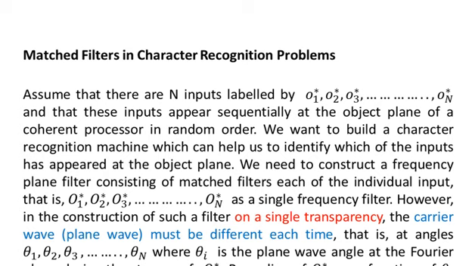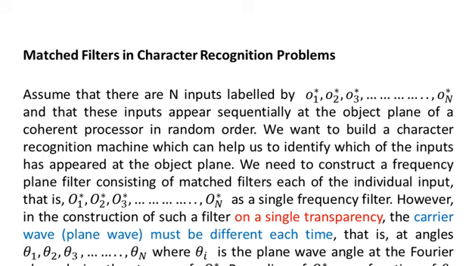We want to build a character recognition machine which can help us to identify which of the inputs has appeared at the object plane. So it means that if you place any input object on that machine, we should be able to recognize which input has been placed in the machine. We need to construct a frequency plane filter consisting of matched filters. We need to construct a frequency plane filter.